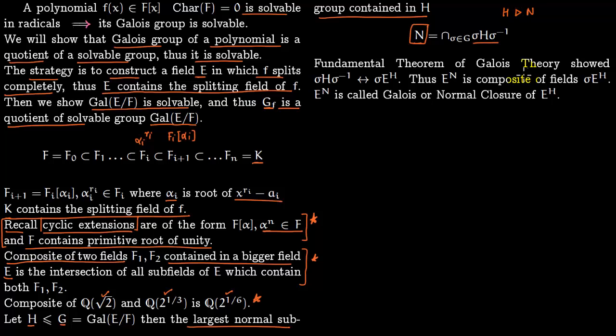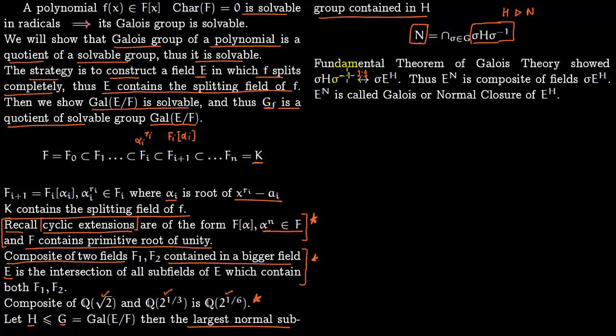In the fundamental theorem of Galois theory, we showed that between subgroups H and the corresponding fields E_H you had a one-to-one correspondence. So this E_H were all the elements of E which were fixed by H.